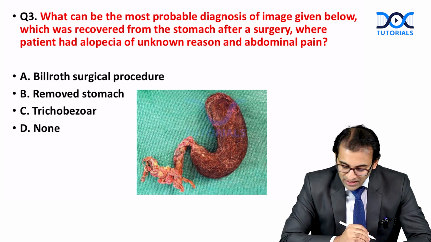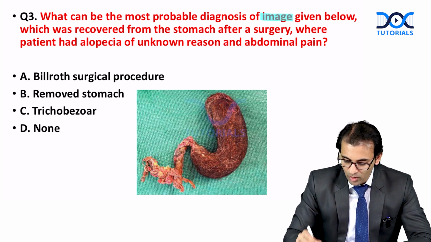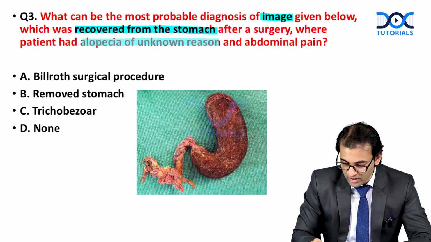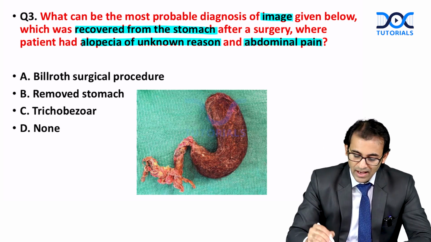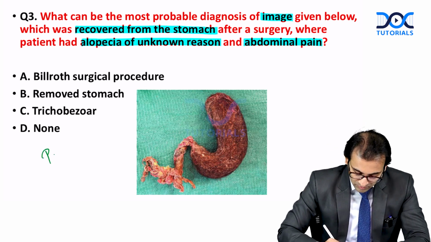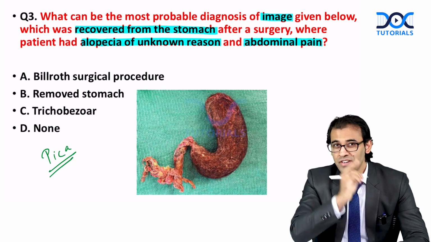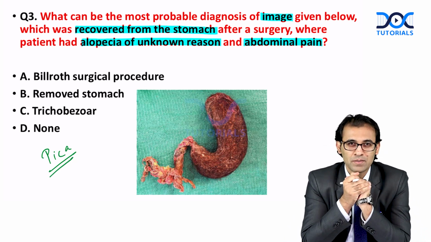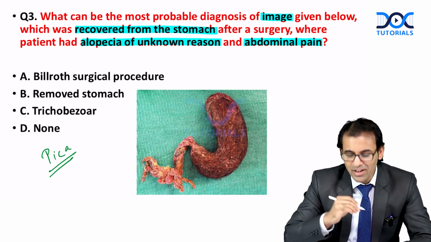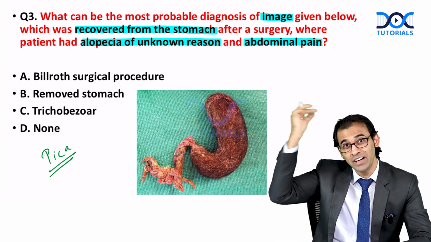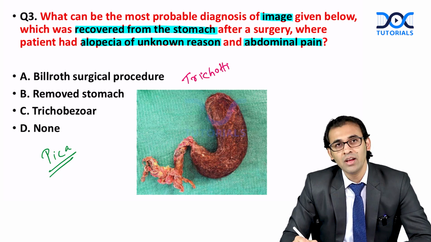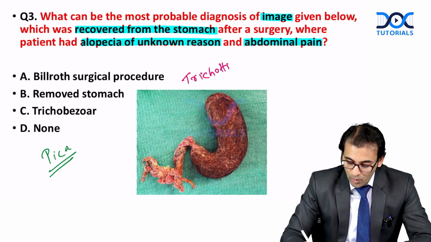Okay, next question. What is the most probable diagnosis of the image given below, which was recovered from the stomach after a surgery, where the patient had alopecia of unknown reason and abdominal pain? I have taught you in detail in psychiatry, in eating disorders, there is something called pica, appetite for non-nutritive substances. And one more disorder we have learned, which was earlier called impulse control disorder, hair pulling disorder. What is the term we use for this? Trichotillomania.